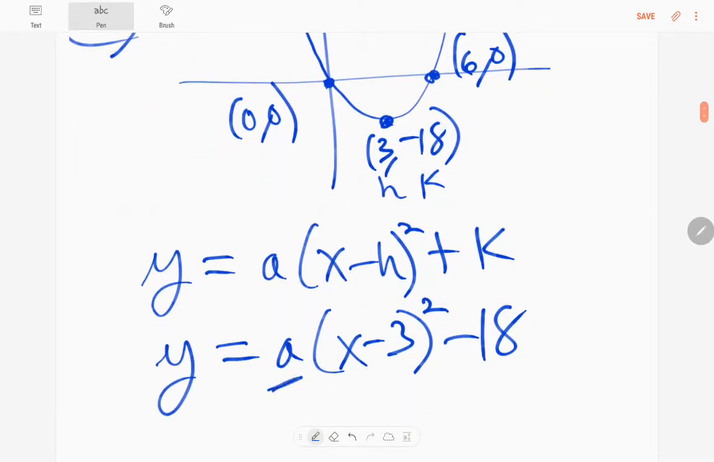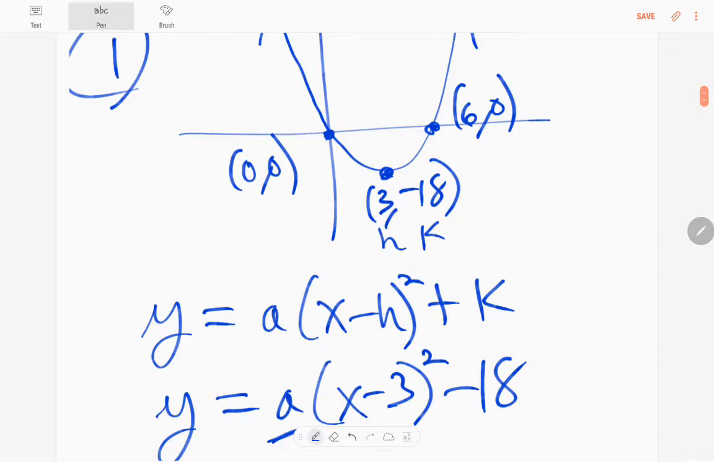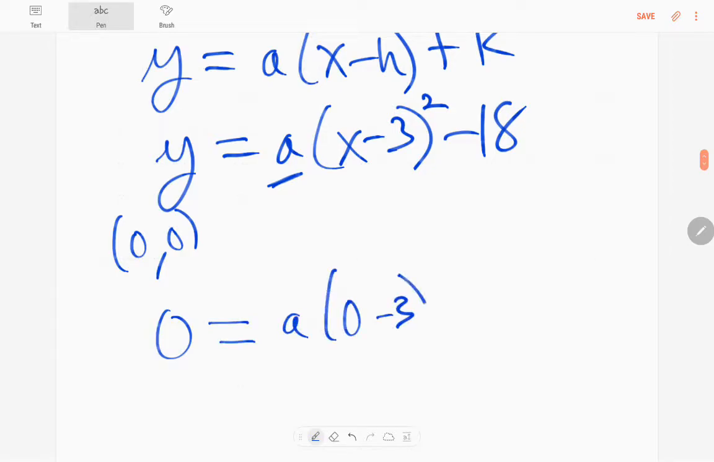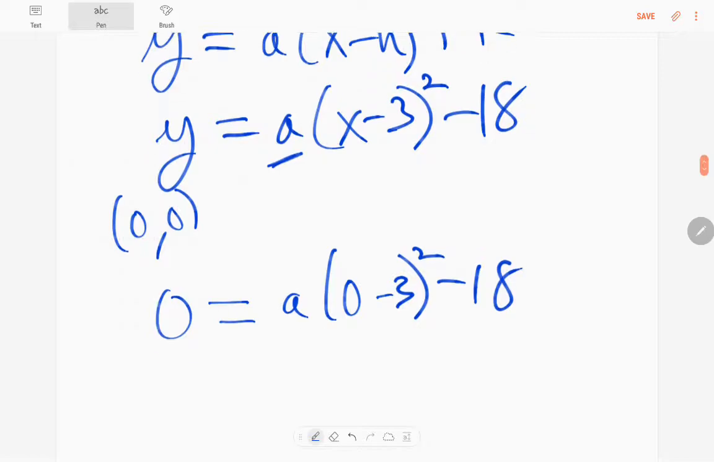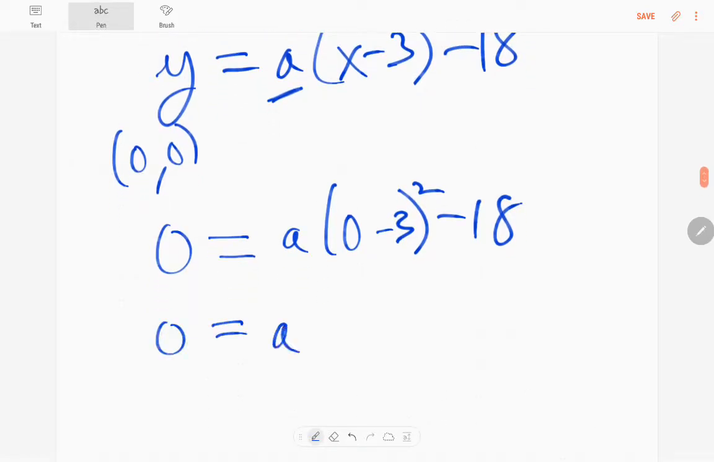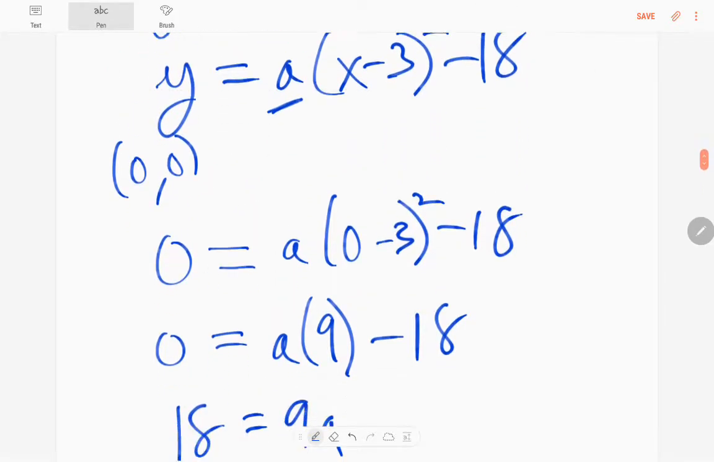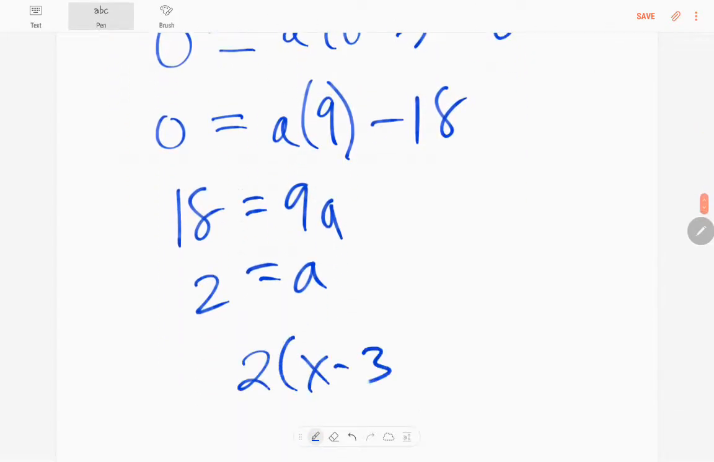But there is a way to find this a too, which is just to use one of these other points that the curve goes through, say 0, 0. Since the curve goes through 0, 0, when I replace the y with a 0 and I replace the x with a 0, I should get a true statement in the original equation. So notice that's going to allow me to solve for the a. If I add 18 to both sides, it looks like a is 2. So the equation is 2 times x minus 3 squared minus 18 equals y.